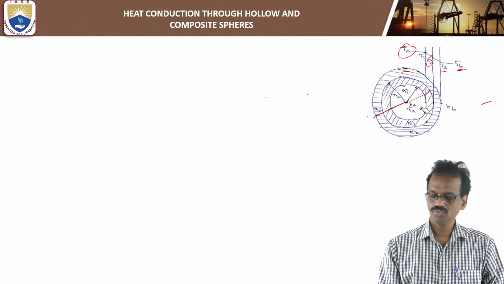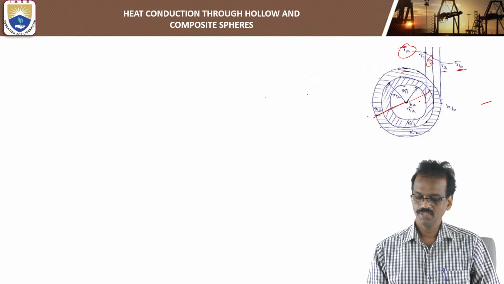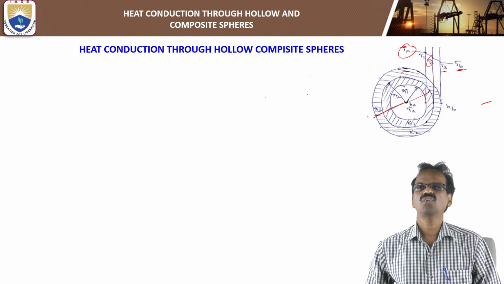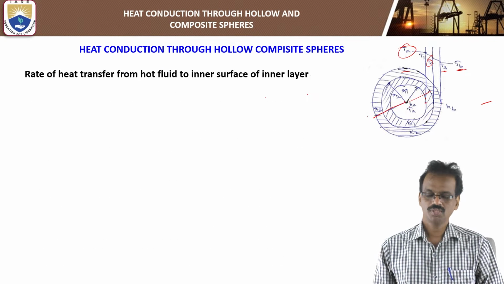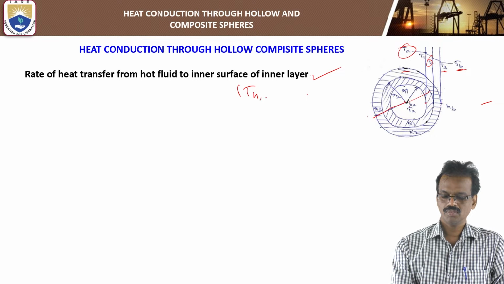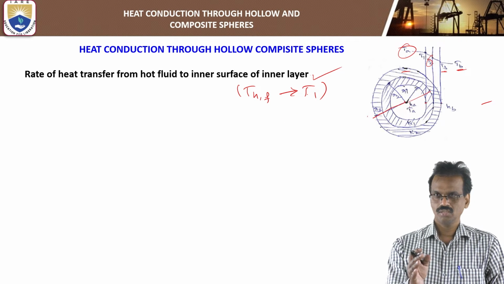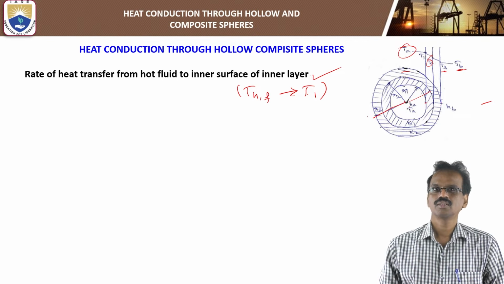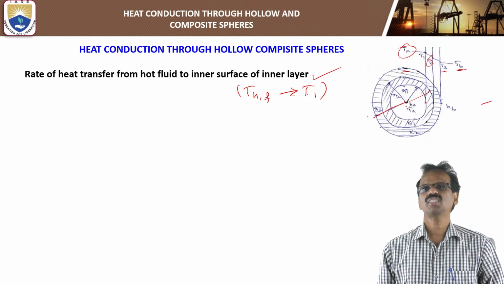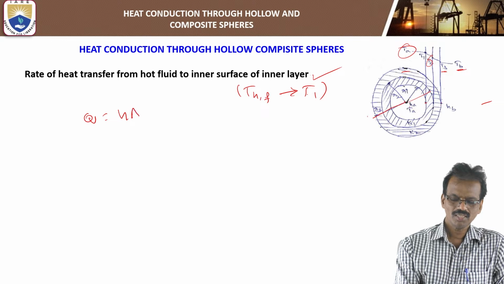It means from the inside hot fluid to the inside surface of the first layer. We'll see them one by one. Now, heat conduction through hollow composite spheres, we'll find this. First we'll take condition one, the rate of heat transfer from the hot fluid to the inner surface, that is T_HF to T1. Because heat transfer takes place from liquid to solid, it occurs through the convection principle. You know the formula for convection: Q is equal to h A times the temperature difference.